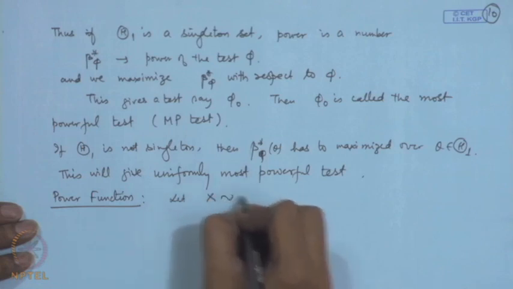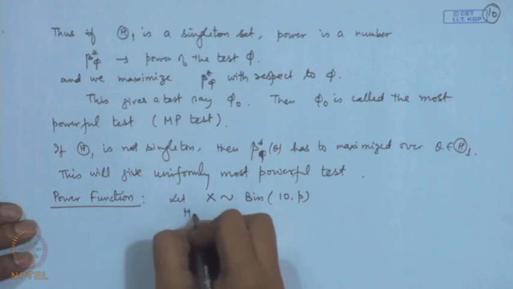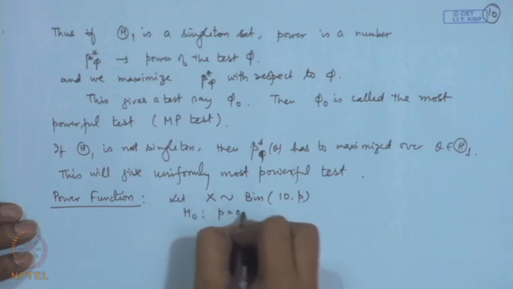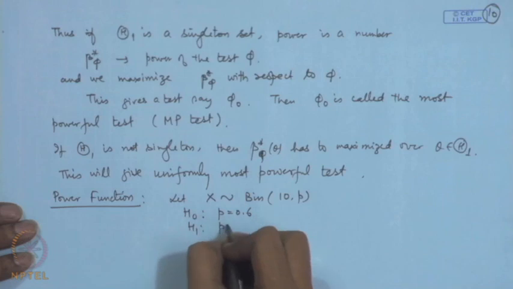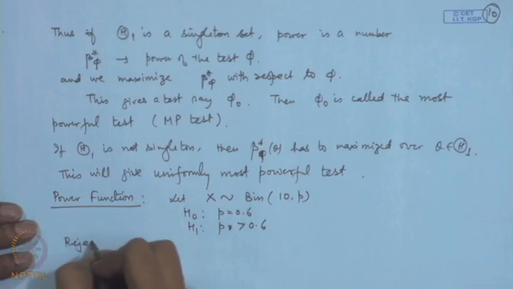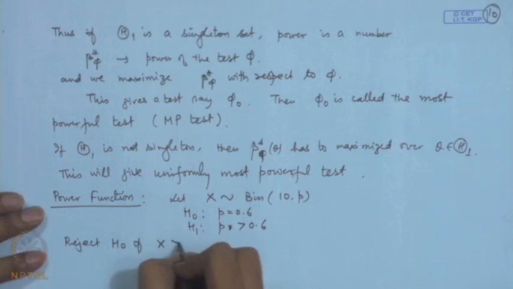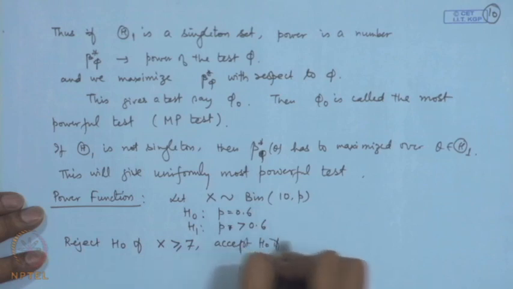Let us consider, say, X follows binomial(10, p), and our hypothesis testing problem is H naught: p is equal to 0.6 against H1: p greater than 0.6. Let us take the test procedure as: reject H naught if X is greater than or equal to 7, accept H naught if X is less than or equal to 6.